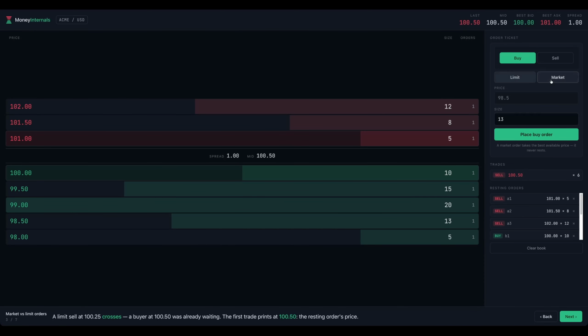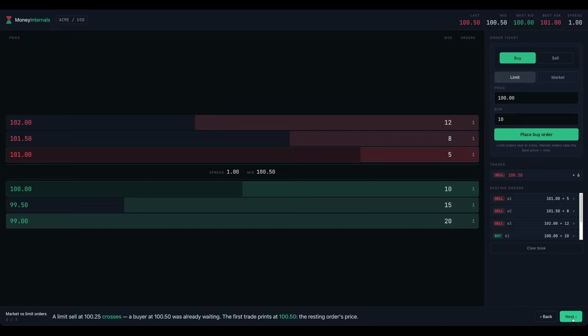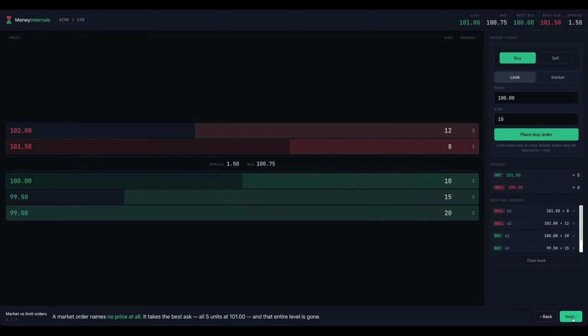Now the other kind, a market order. A market order names no price, none. It says one thing: fill me now at whatever's there, and whatever's there means the best ask, the cheapest seller on the book. A market buy for 5 units arrives, and the entire 101 level is gone. The trade prints at 101 because that's the price the resting seller had set. Same rule as before, the book sets the price, the taker takes it.